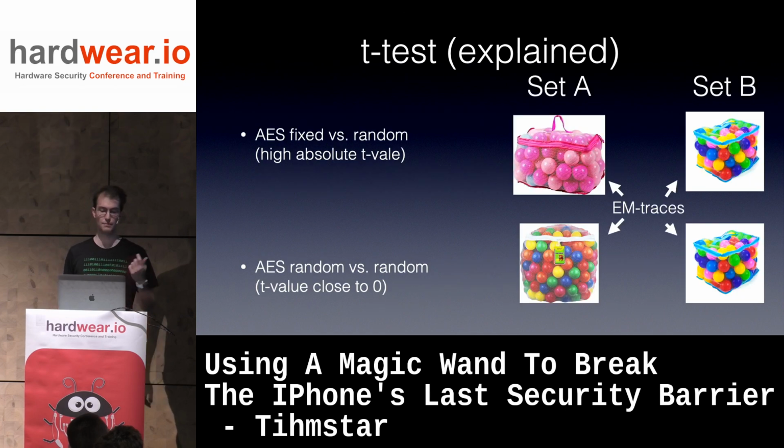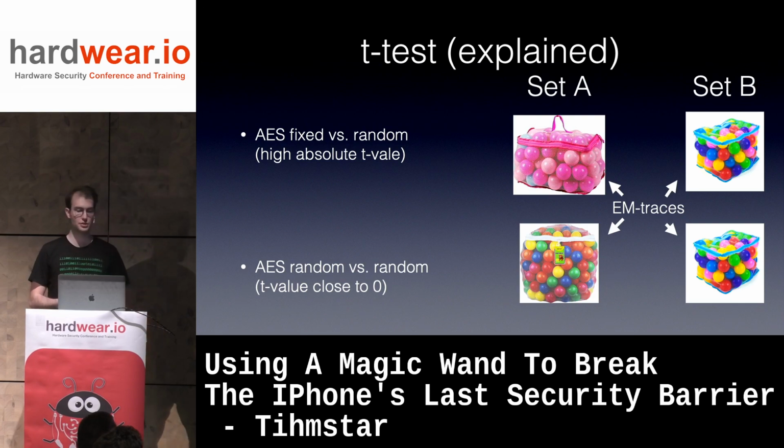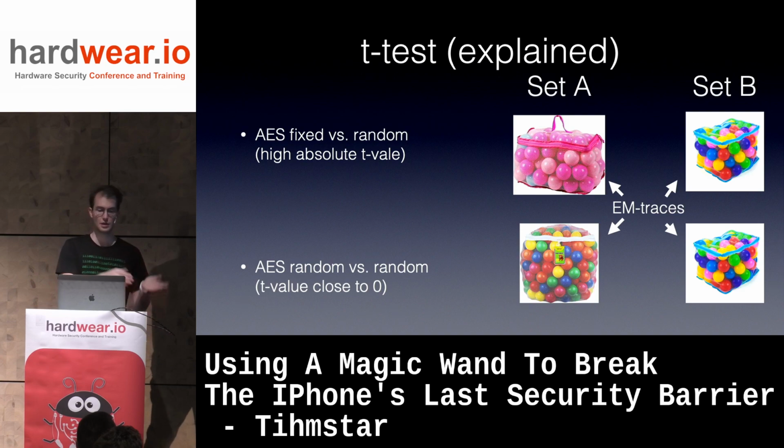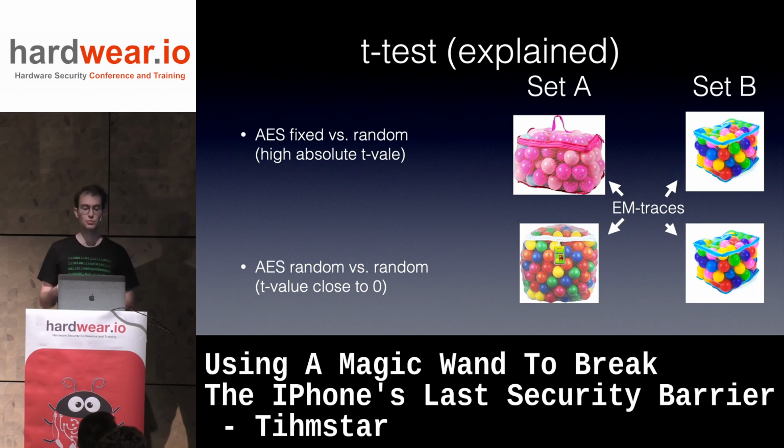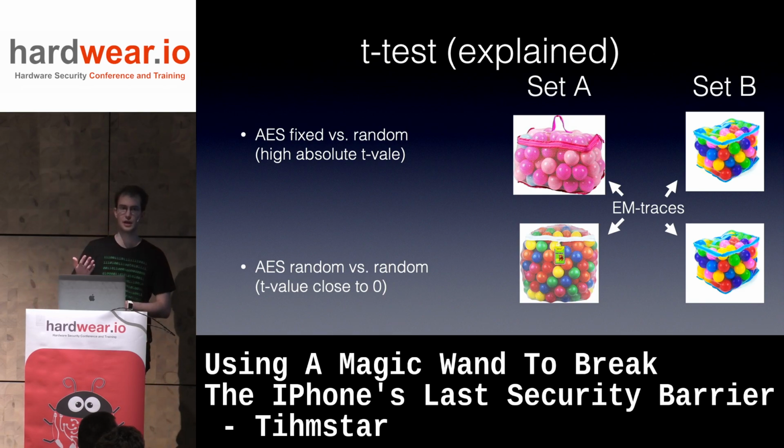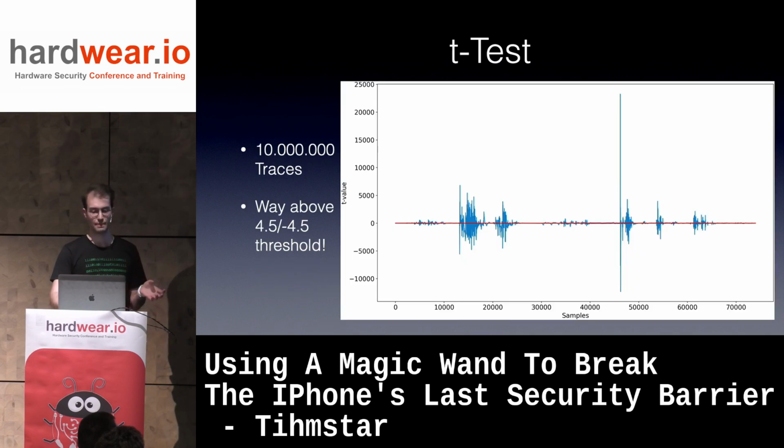Assume you have set A and set B. In the top two pictures, we have a fixed and a random, from a fixed set and from a random. So these are actually two different sets, which gives us a high absolute t-value. And in the lower two ones, we draw them from the same distribution, which you can see also by the colors, and that will give us a value close to 0. So if the value is high, we think it's two different sets, and we can potentially distinguish that.